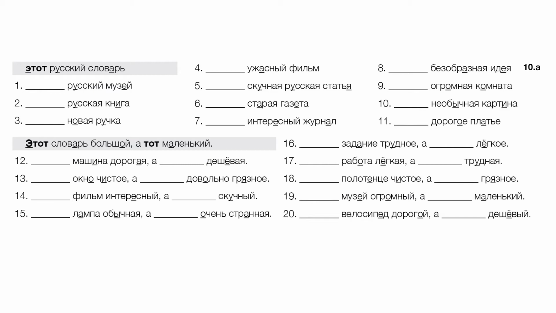16: This assignment is difficult while that one is easy. Neuters. Это задание трудное, а то легкое. 17: this work is easy while that work is hard. Эта работа легкая, а та трудная. 18: this towel is clean while that one is dirty. Neuter. Это полотенце чистое, а то грязное. 19: this museum is huge while that one is small. Этот музей огромный, а тот маленький.